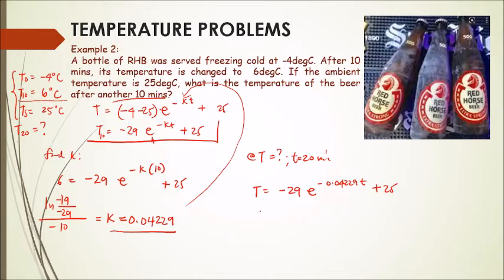Okay, so use your calculator. This will become 12.55 degrees Celsius. So compared to the ambient temperature, our beer is still cold. After 20 minutes from when it was taken out, it is still cold, at 12.55 degrees Celsius.